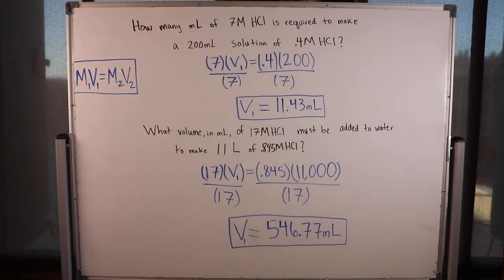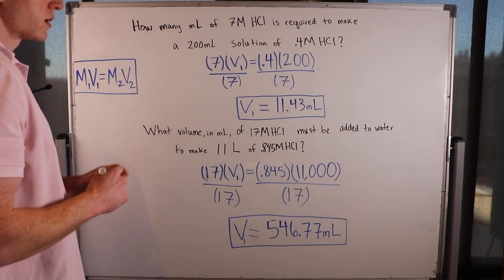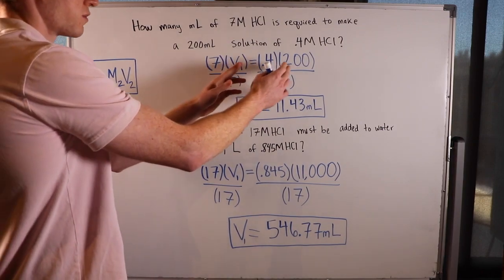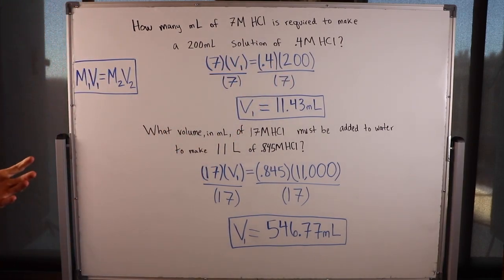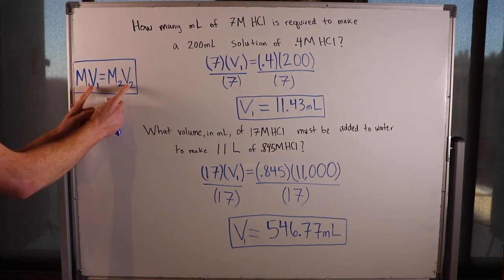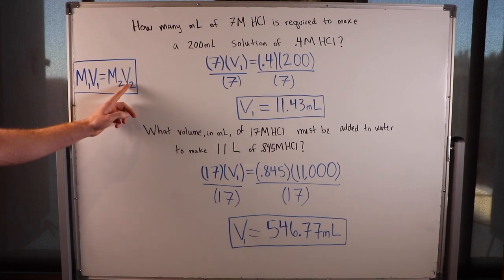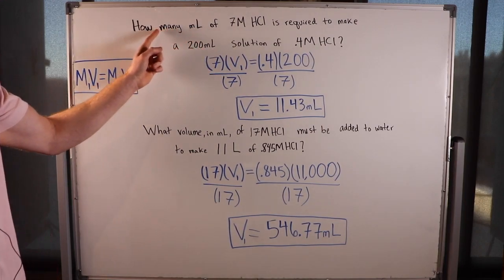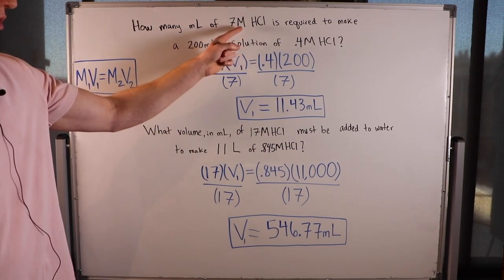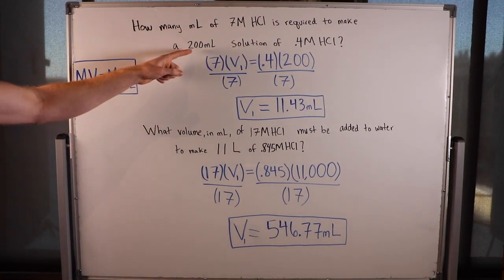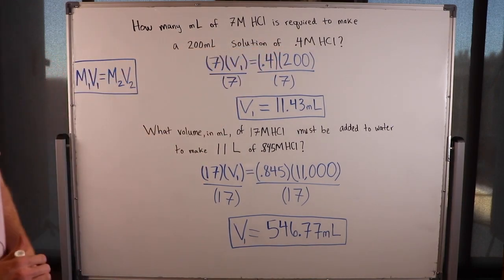How many milliliters of 7 molar HCl is required to make a 200 milliliter solution of 0.4 molar HCl? So you kind of have to dissect out of this, what are your initial variables and what are your final variables? And another thing that you can't get tripped up on is when you pick a unit for volume, it has to be the same for both V's. So for example, if I use milliliters here, I have to use milliliters here. So my initial solution, they're asking how many milliliters of this initial solution is required to make a final 200 milliliter solution of 0.4 molar HCl.